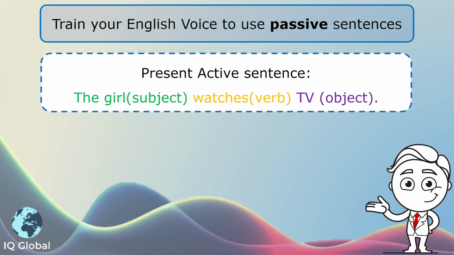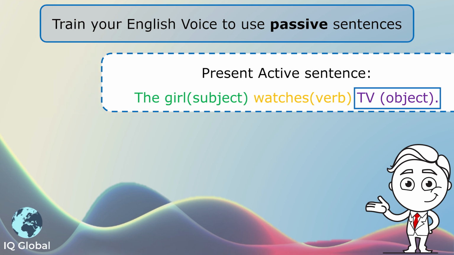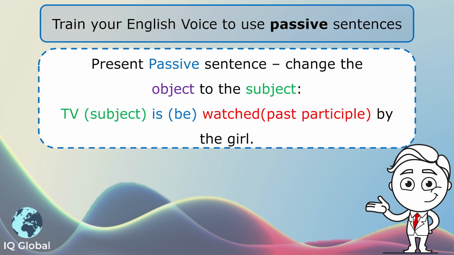Let's have a look at another example. The present active sentence, the girl is the subject, watches, the verb, TV, which is the object. Now let's change that sentence into the present passive.